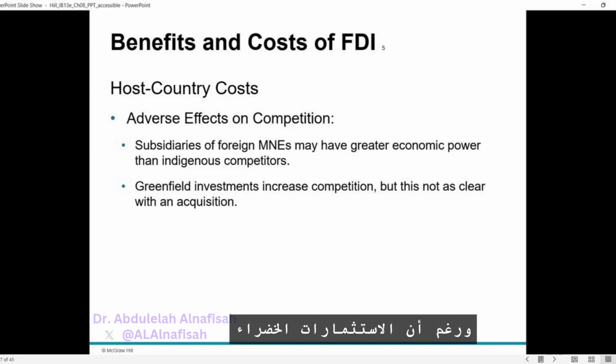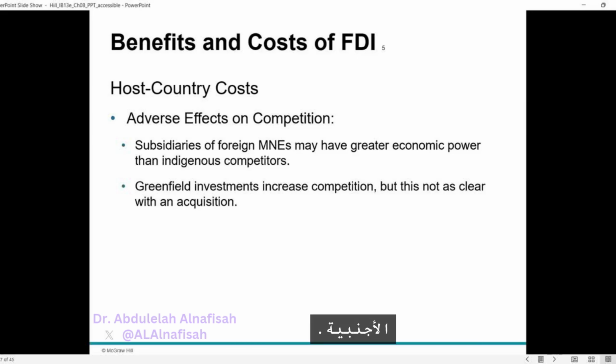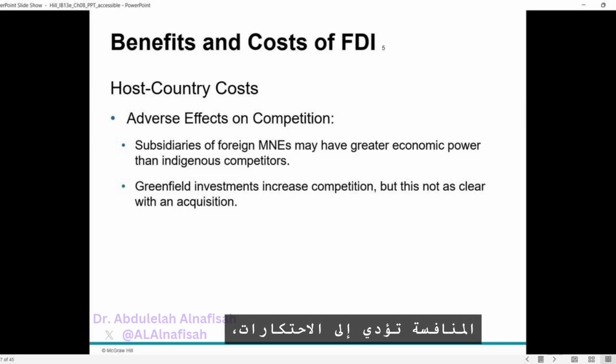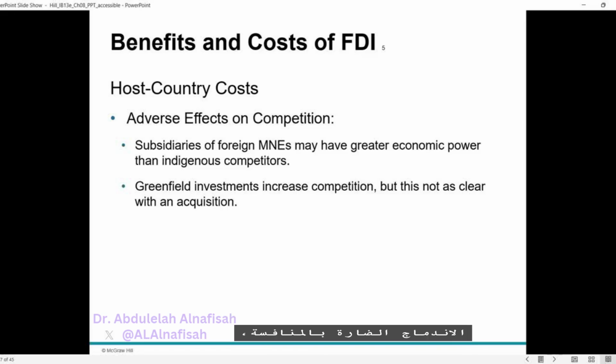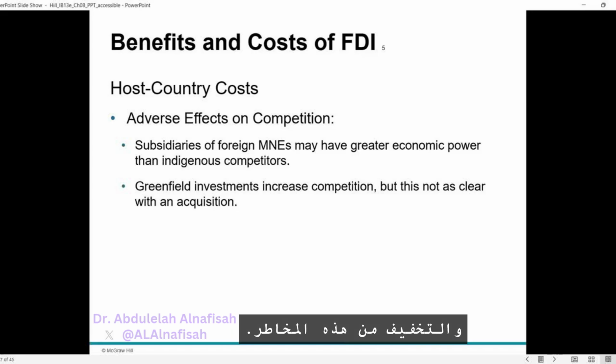While greenfield investments should enhance competition, acquisitions may not yield the same result. Mergers resulting from foreign acquisitions can reduce competition, leading to monopolies, limited consumer choice, and higher prices. Regulatory bodies in many countries have the authority to scrutinize and prevent mergers detrimental to competition, mitigating these risks.